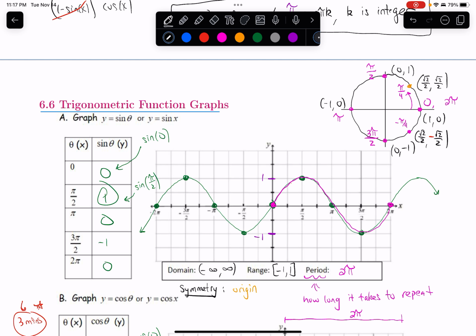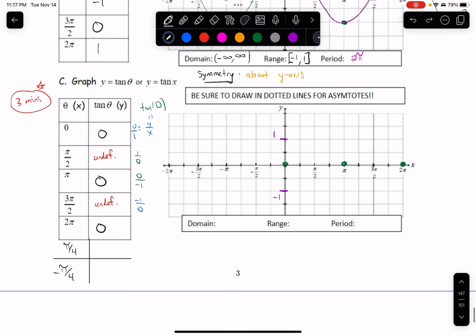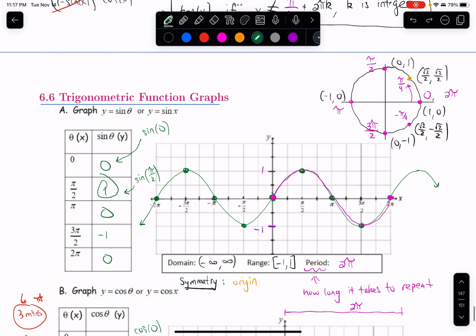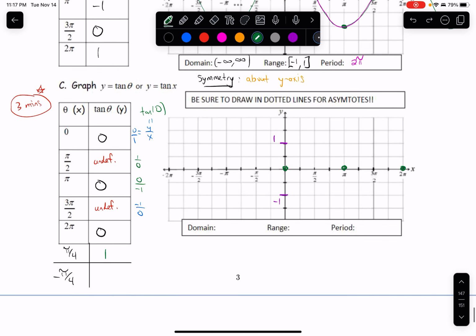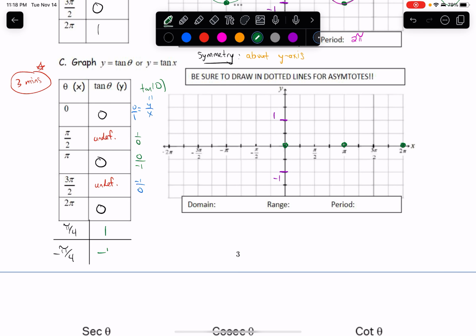Okay, so if I take pi over 4 and I do y divided by x, well, those are just going to cancel and it's going to give me 1. So tangent of pi over 4 is just 1. Okay, what about at negative pi over 4? If I do the y value divided by the x value, well, this negative will still be lingering, so I end up getting negative 1.